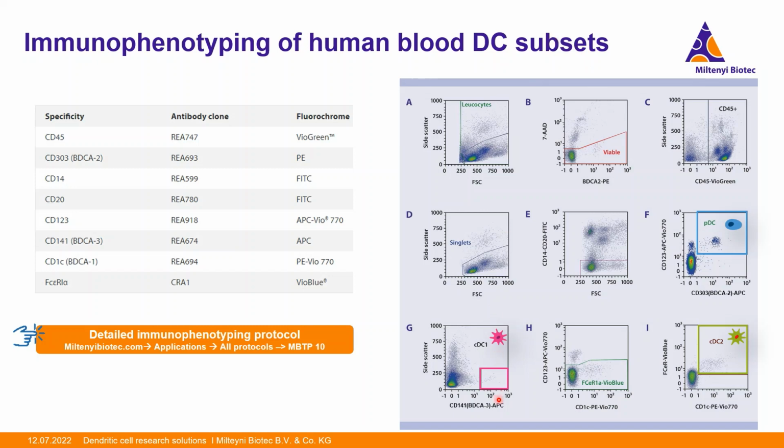as CD141 expressing CDC1. Next, after excluding the CD123 positive cells, the abundance of CDC2 was assessed using these markers. So CDC2 is positive for these two markers. You can find the detailed staining protocol under the link provided here on our website.